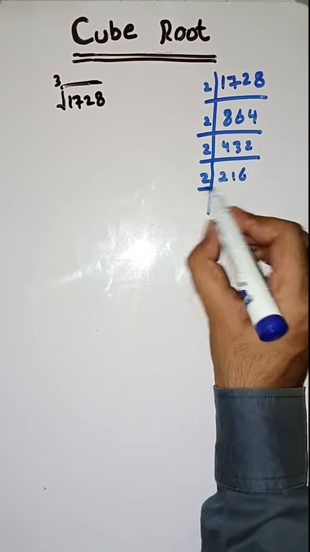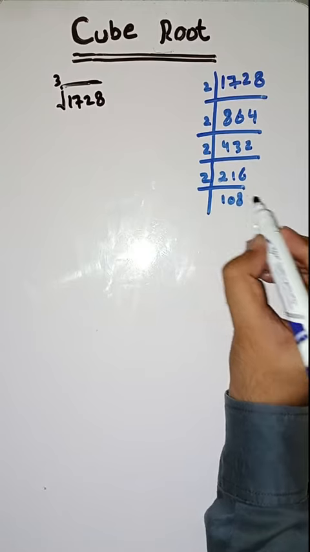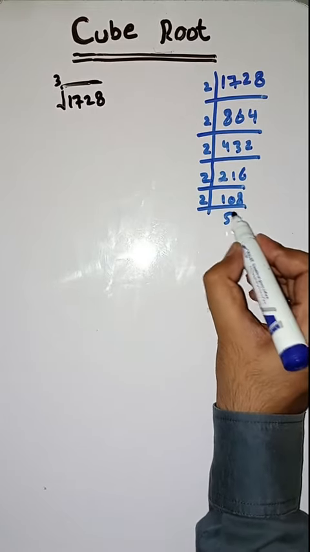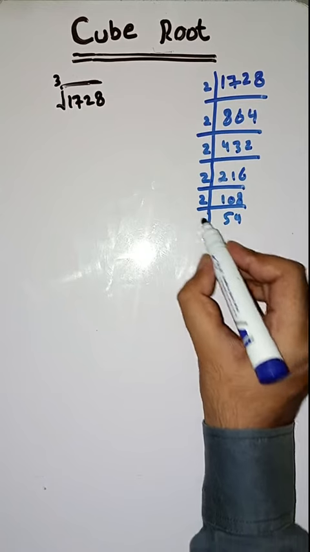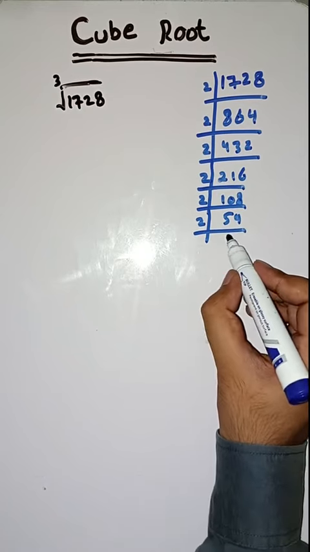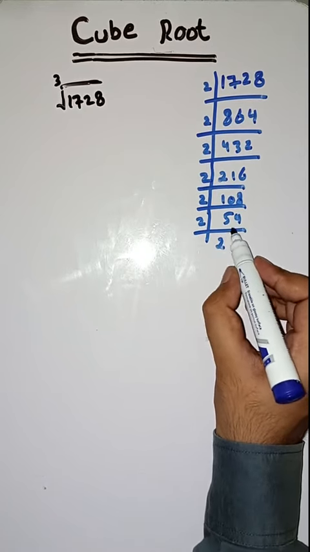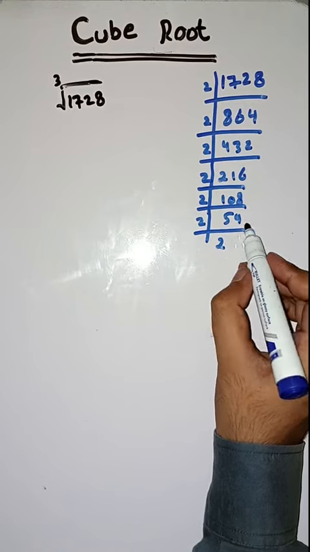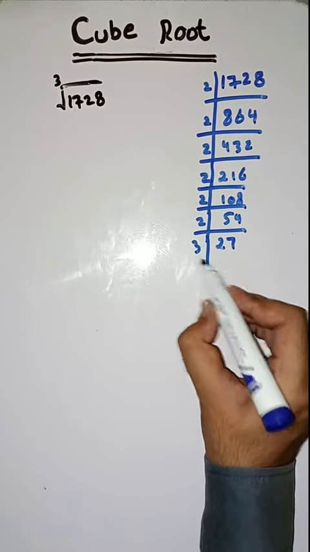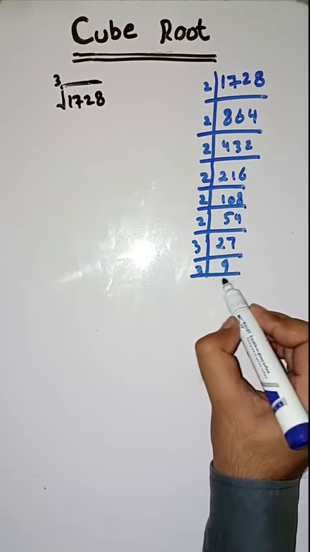Again with 2. 2 ones are 2. 2 eights are 16, 0. 2 fives are 10, 2 fours are 8. Again with 2. 2 twos are 4. And 2 sevens are 14. 3 nines are 27. 3 threes are 9.